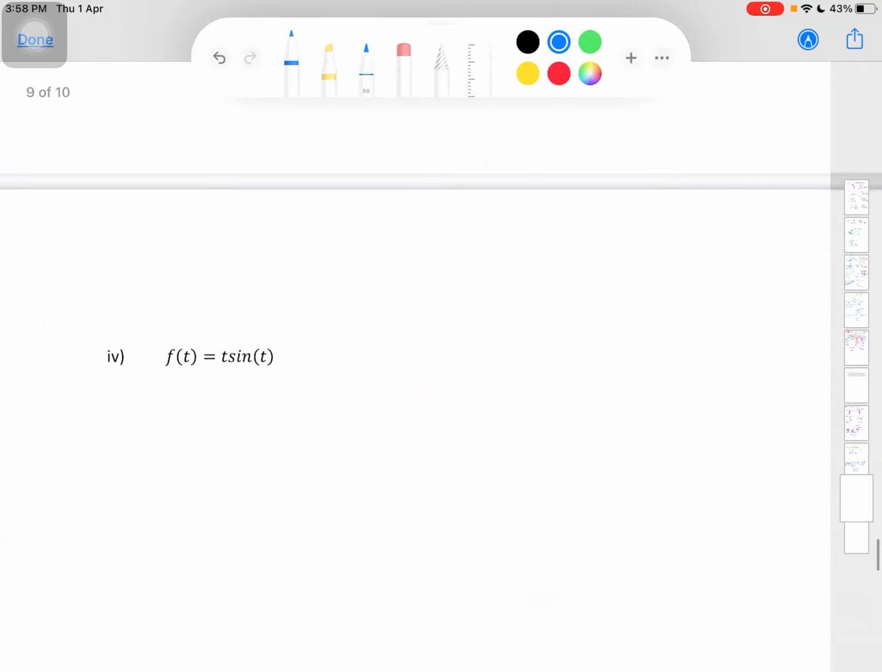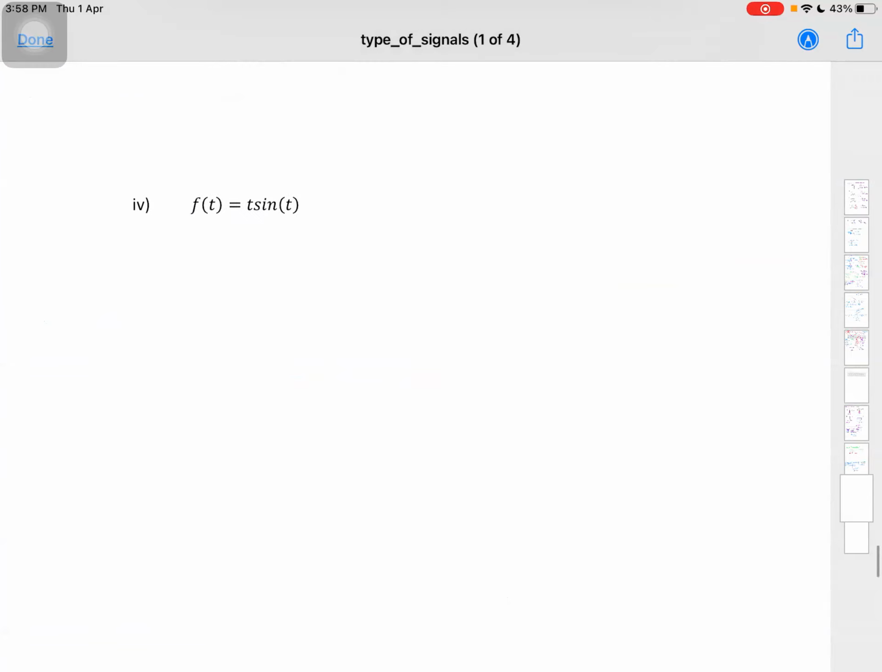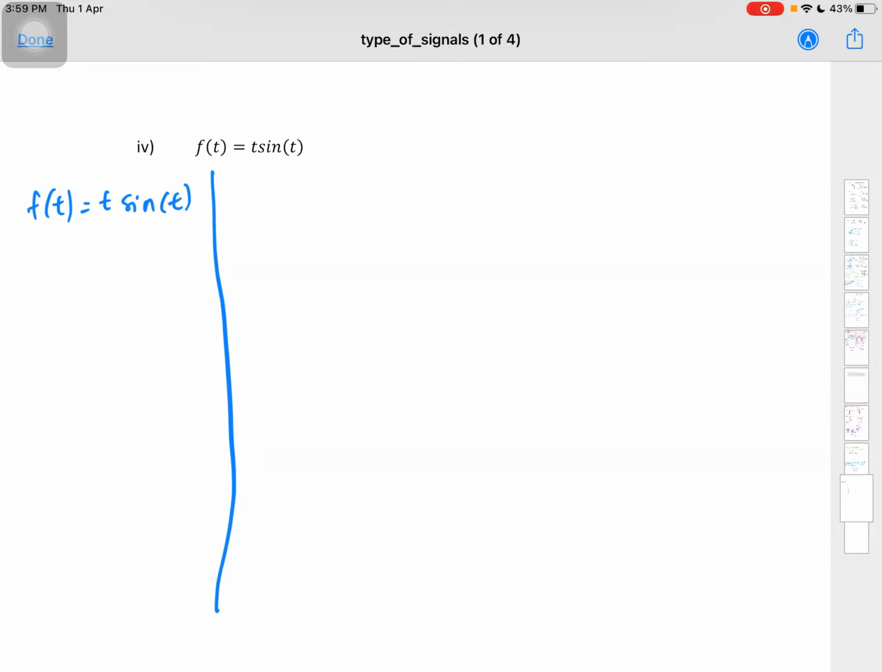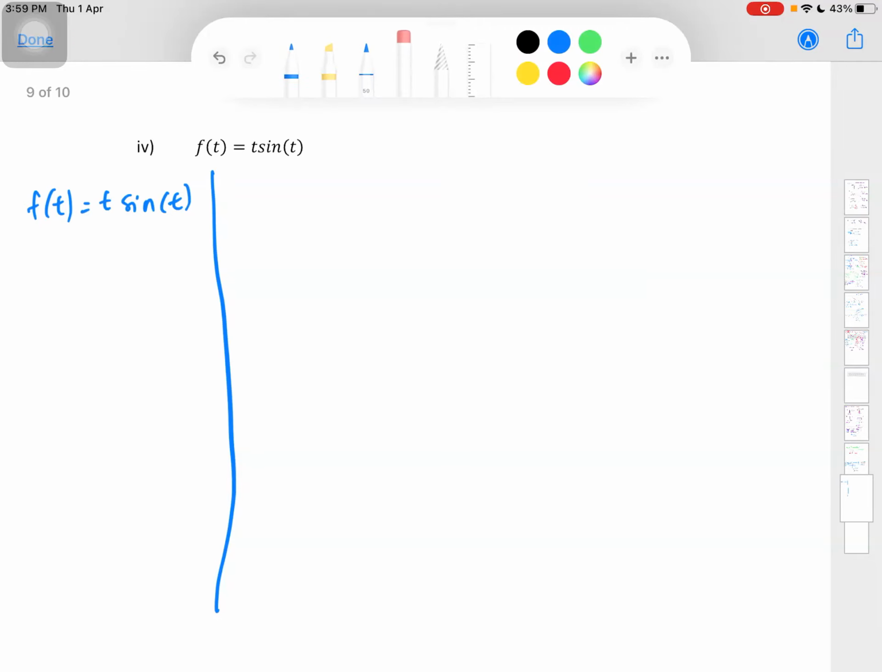Let's have a look at the next one, t sine t. So let's do the same. f of t is t sine t, and we don't need that much, so I'm just going to delete.